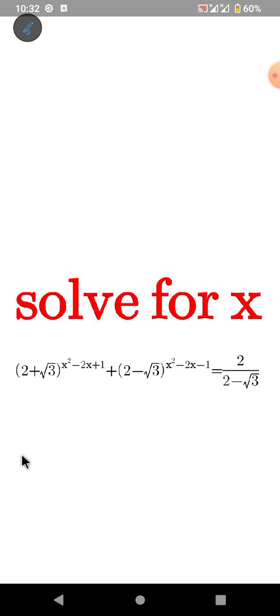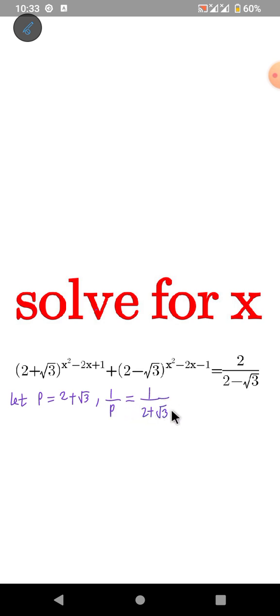Today I'll be solving this wonderful Olympiad radical equation, and I'm going to start by saying let P be equal to 2 plus root 3. Then from here I can say that 1 all over P will be equal to 1 all over 2 plus the square root of 3.